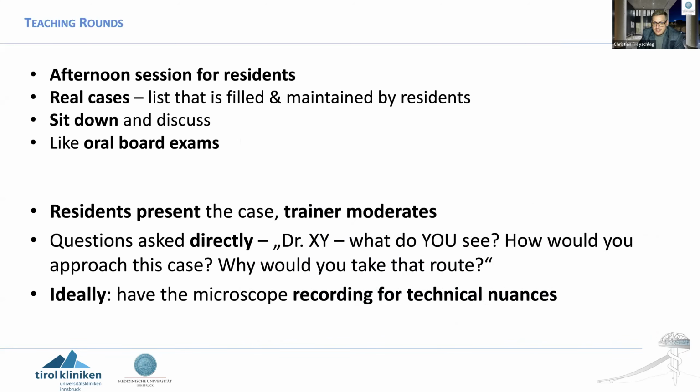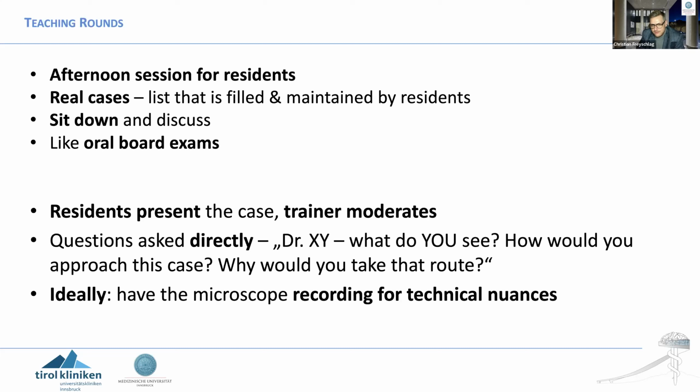The residents present the case, and I would like to call it the trainer is the one who moderates. So that's where we come with a discussion group and breakout. The questions are usually asked directly to one of our residents. What do you see on the images? How would you approach the case? Or why would you take that or a different route to the case?